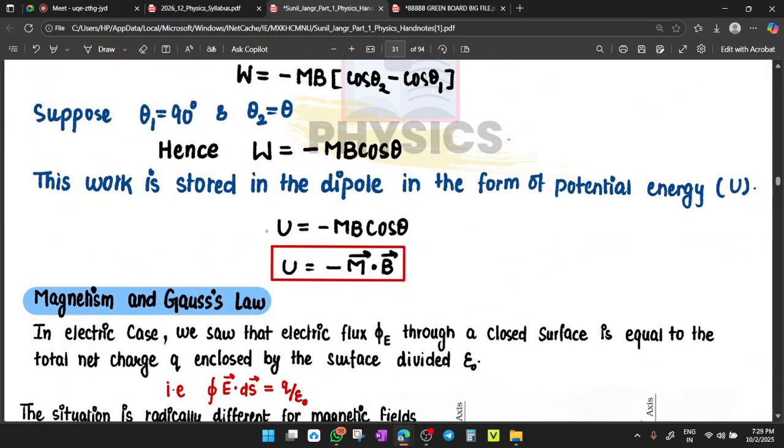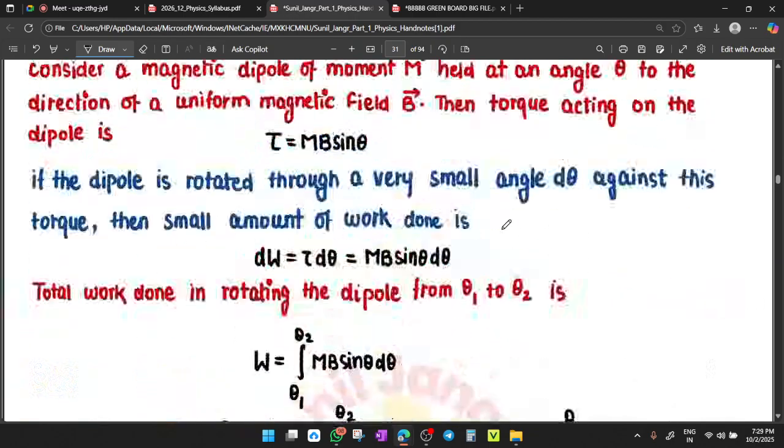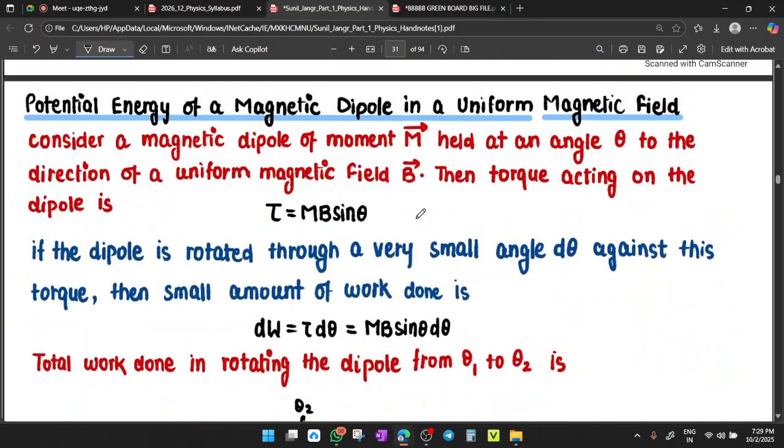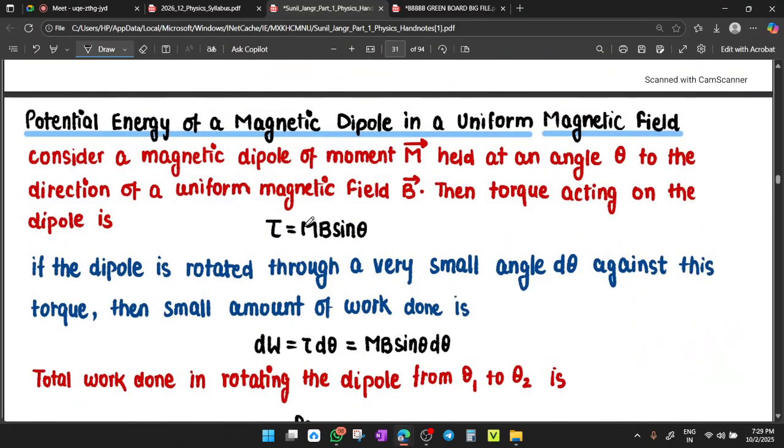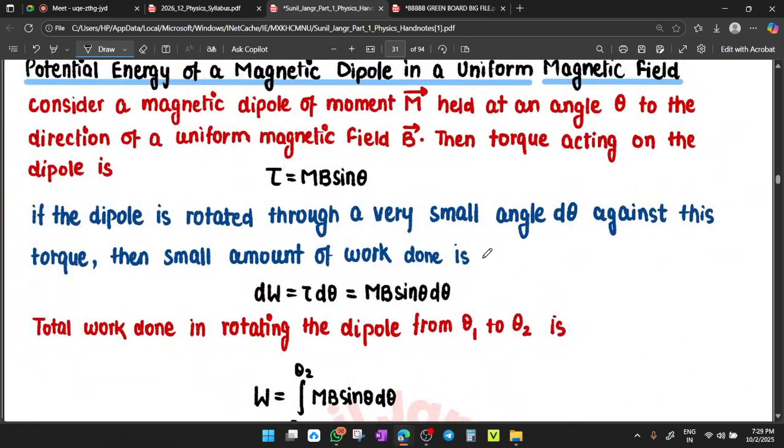Yes, energy is stored in a dipole, or potential energy of the dipole. Yes, so reading this, potential energy of the magnetic dipole in a uniform magnetic field. So first we are going to derive the total energy, the total work done. Consider a magnetic dipole m vector held at an angle theta to the direction of the uniform magnetic field B. Then the torque acting on the dipole is equal to m b sine theta.